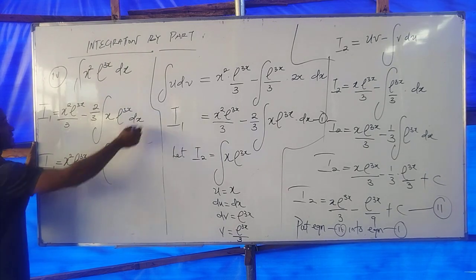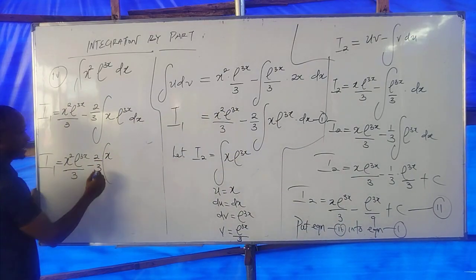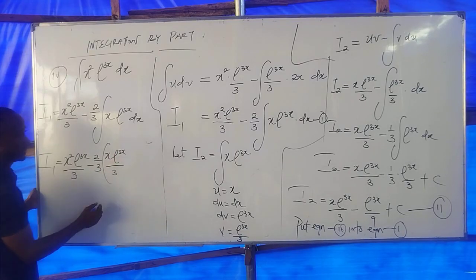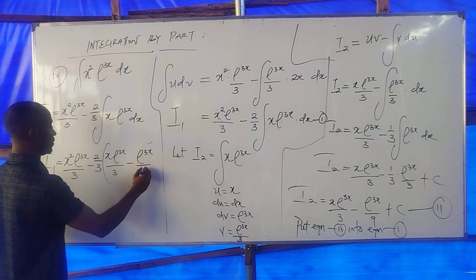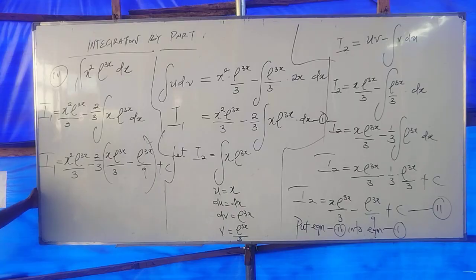What is the value of this? What do we solve as this? Give me the value there. x e to the 3x over 3, minus e to the 3x over 9, plus c, right? So let's evaluate further.